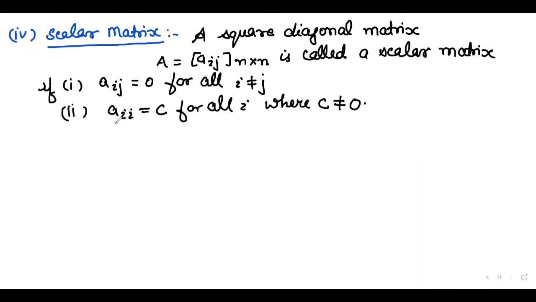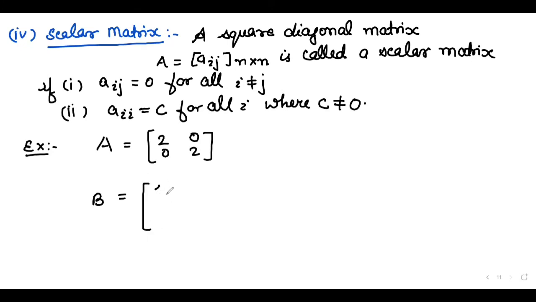And the second condition is Aii is equal to C, meaning the diagonal elements will be equal. C is a constant where C is not equal to 0. For example, I am taking this matrix A as 2 0 0 2. Here you can see the non-diagonal elements are 0 and the diagonal elements are equal. Similarly, another example I am writing here: 5 0 0 0 5 0 0 0 5. So this is a 3 by 3 order scalar matrix.